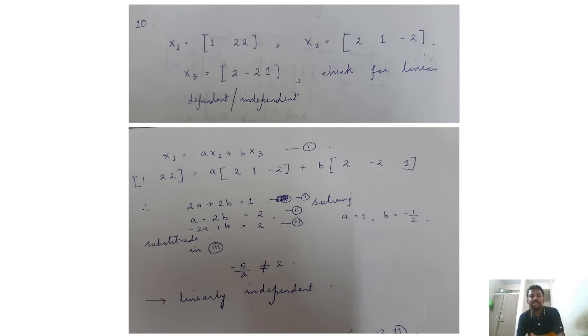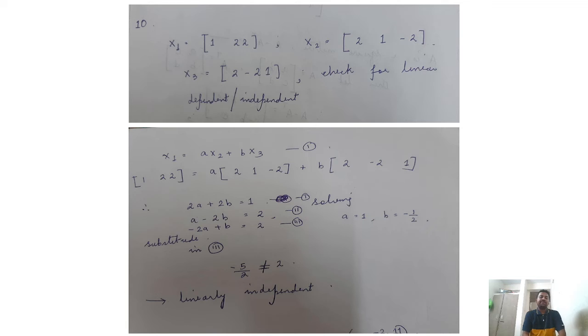So this is the question. The question states that I have three vectors. Vector number 1, x1, is a matrix of 1 cross 3 having components 1, 2 and 2. X2 is also similar, a matrix of 1 cross 3 with components 2, 1, minus 2. And x3 is also a matrix of 1 cross 3 where the first component is 2, then minus 2, comma 1. So we have to check for linear dependence or linear independence.